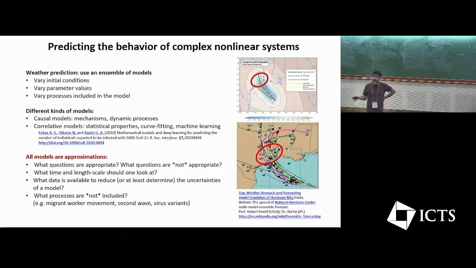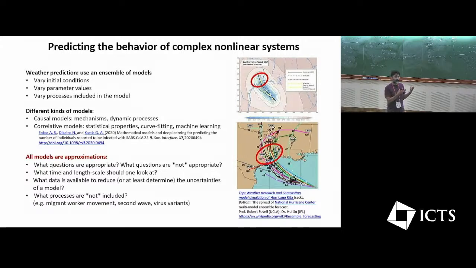A very simple model certainly cannot answer questions about a very complicated or detailed bit of behavior. On the contrary, a very complicated model might be able to answer that question on the face of it, but you have to ask what kinds of parameters are they using? Where are they getting those parameters? Do they have enough knowledge about those parameters to make that prediction accurately? So what data is available to reduce the uncertainties? And very importantly, what time and length scales are these models sensible for?